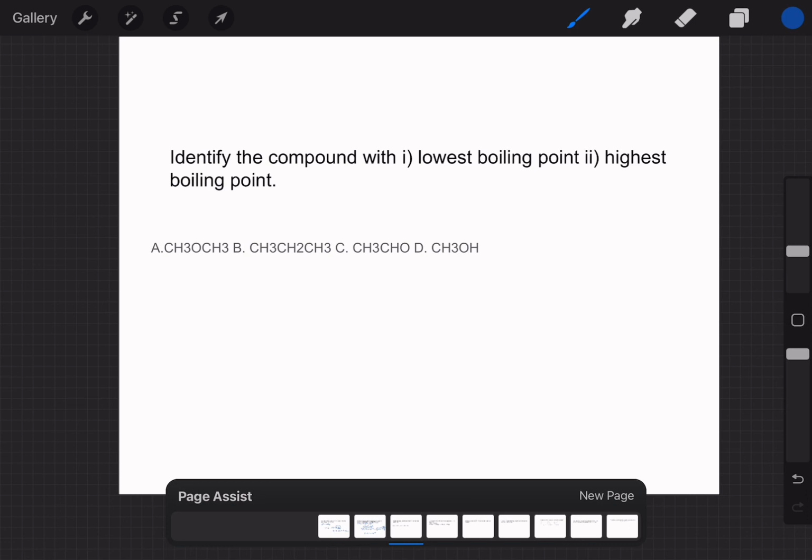Okay, now this question is pretty simple. You just have to identify each one and what category they fall into. We'll give you a moment to do that on your own.